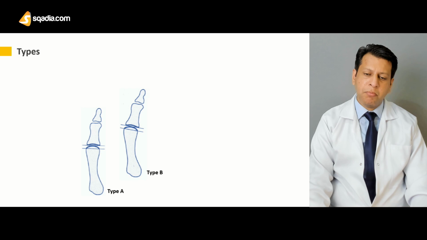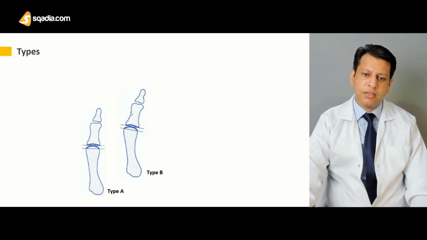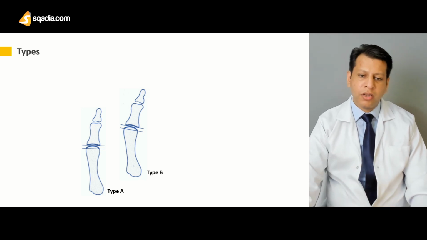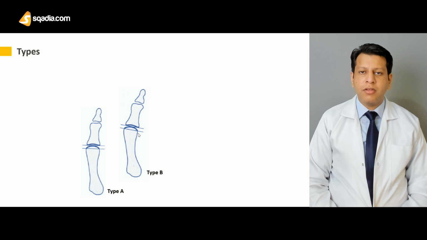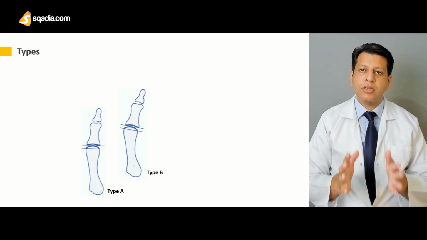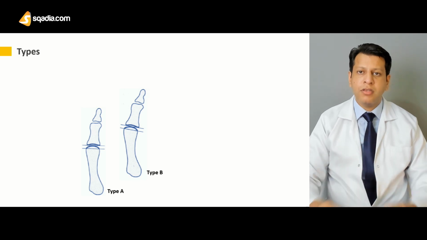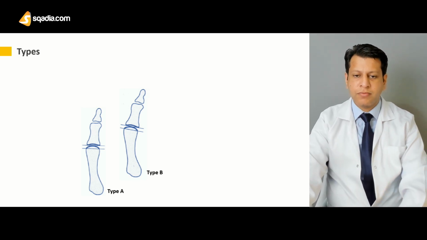Then this is type B. You can appreciate that there is slight lateral deviation of the phalanges, that is, the Hallux valgus has started to develop, but at this point you can appreciate that at the first metatarsophalangeal joint both lines are still parallel. This means the first metatarsophalangeal joint is congruent. This is type B of the Pigott classification.